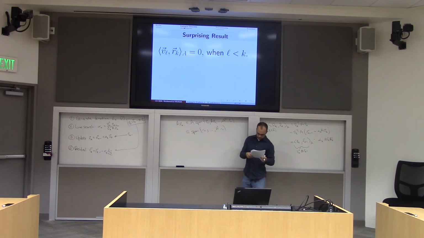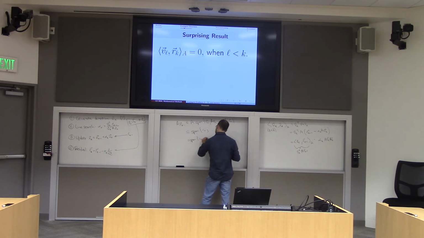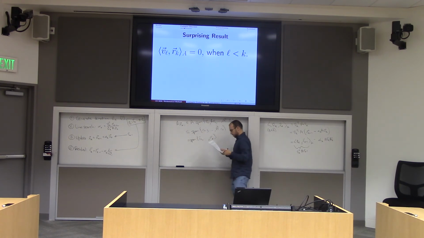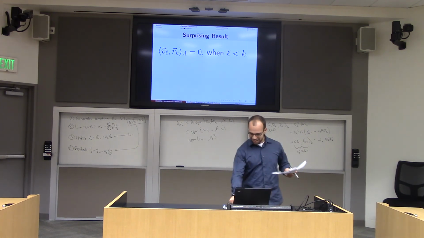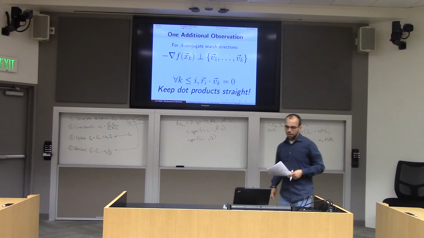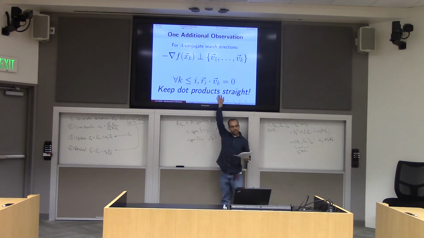And so now what can we do? Well, this thing is equal to the span of R0 to RK. This is by our previous relationship. Okay. And now remember our previous slide. What did we show? We showed that for all K, when you take a residual and you dot product it with the search directions you've seen so far, you get 0.